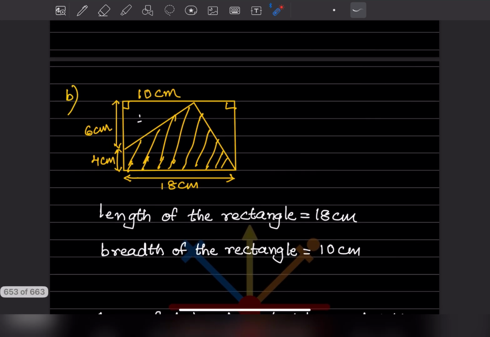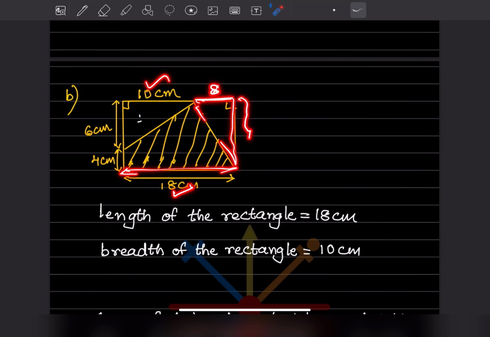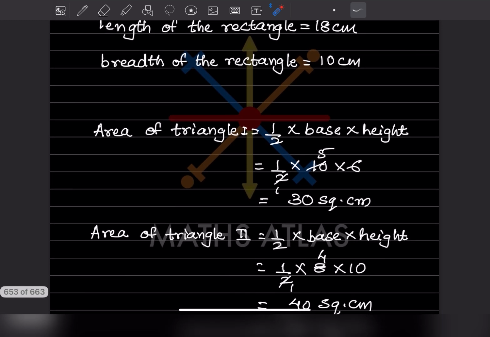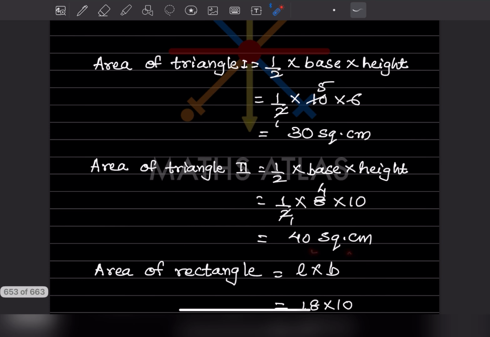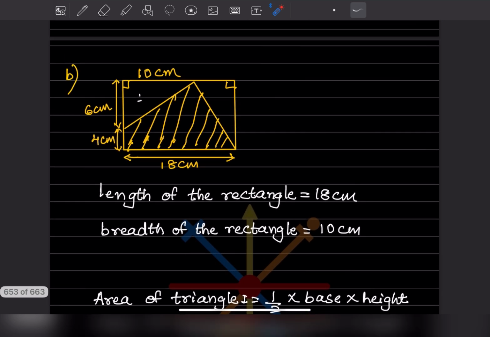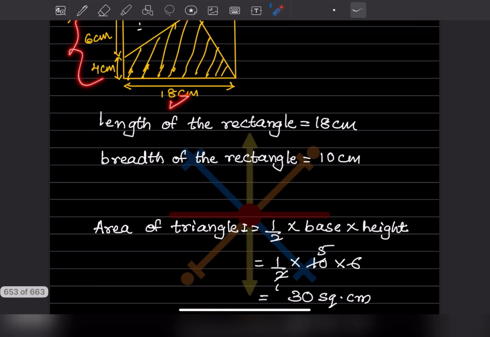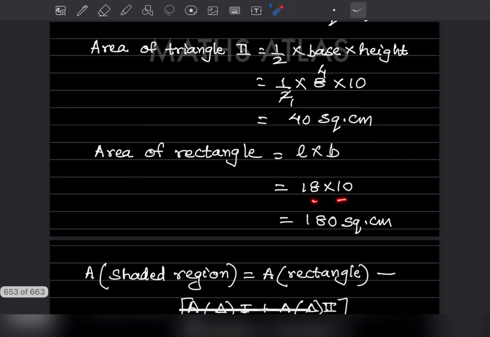Now let us see the area of this triangle. This is 10, and this whole part is given as 18. So only this part is going to be 8, and this whole part, the height of it, is going to be 10. So half into 8 into 10 is going to be 40 square centimeter. And the area of the rectangle, length into breadth, is 18 into 10. So that will be 180 square centimeter.